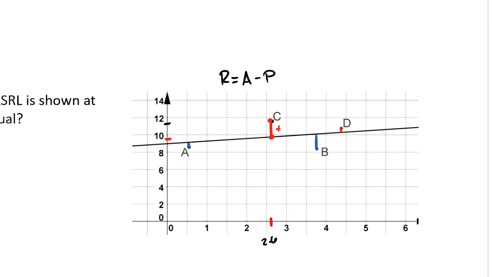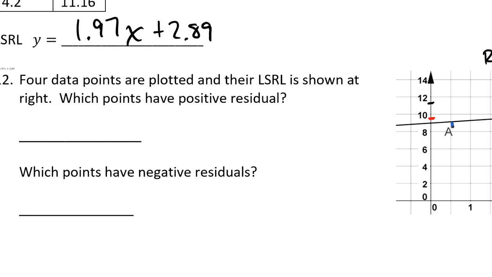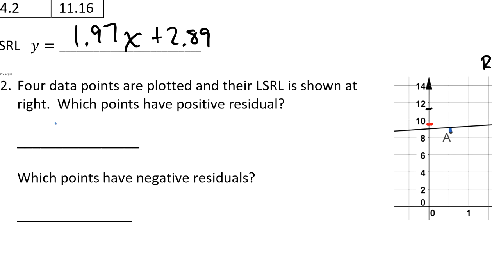But I think the question was, which one of those has positive residuals? That would be points C and D. C and D have positive residuals. And which one has negative residuals? That would be A and B. A and B are below the line of best fit. They have negative residuals.